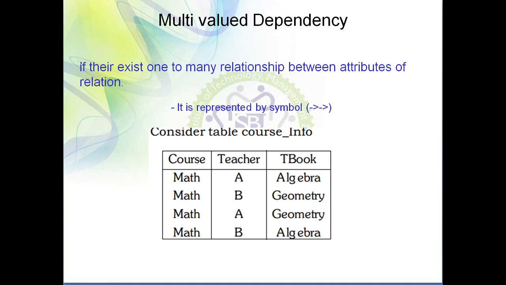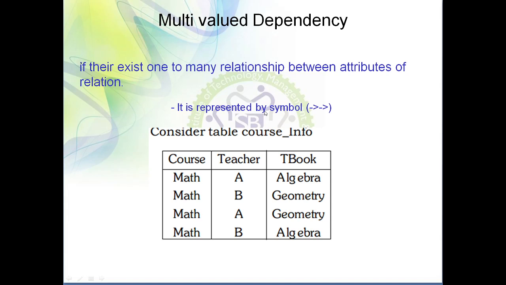Next type of dependency is multi-value dependency. So what do you mean by multi-value dependency? We can say that it exists if there is a one-to-many kind of relationship. We discussed various kinds of relationship in ER diagram: one-to-one, one-to-many, many-to-one and many-to-many. Suppose you find there exists a one-to-many kind of relationship between the attributes of the relation, then you can say that it is a multi-value dependency.